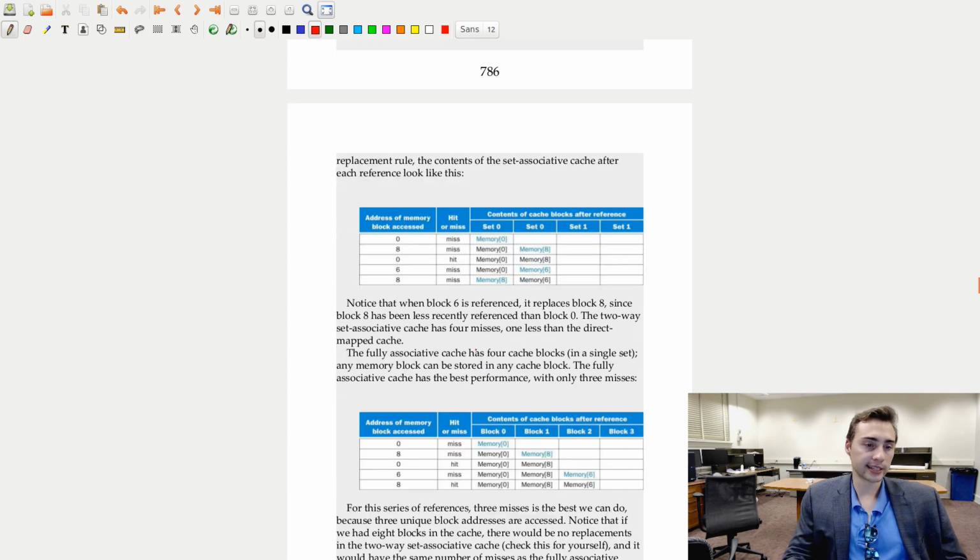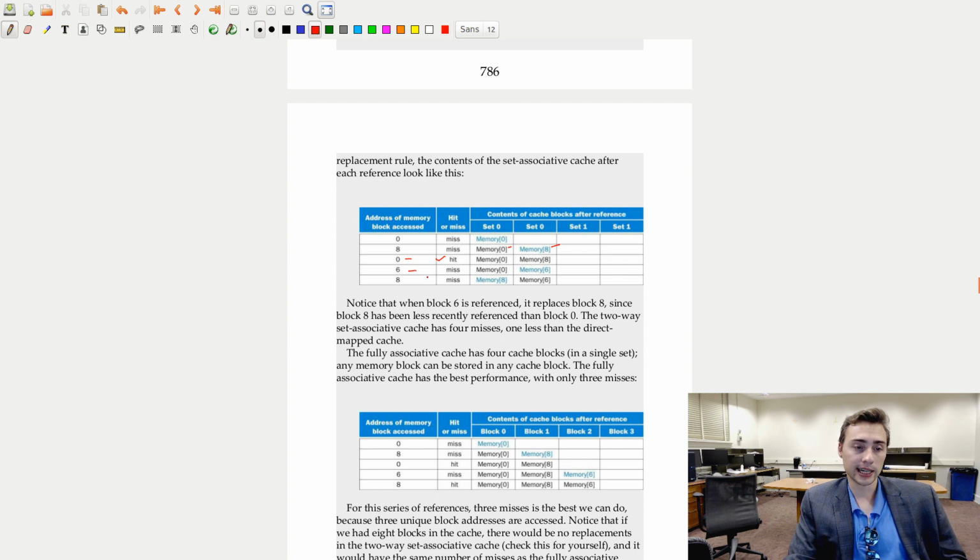So let's see what we have here. 0 is going to go into set 0. Address 8 is also going to go into set 0. So now we'll have two different things in set 0. When we access 0 again, well, okay. Since we have 2 spots we can store per set, we're not going to evict 0 when we load an 8, so we actually get a hit here.